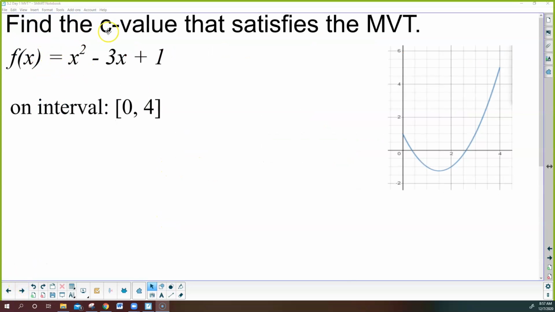Well, here's what I'd want to do. We want to find the C value that satisfies the mean value theorem. Well, the first thing we have to do is state that f of x is continuous. You don't have to explain why you know it's continuous, but it's continuous on the closed interval. Okay? We know this is true because this is a polynomial. Okay? Then you have to state that f of x is differentiable.